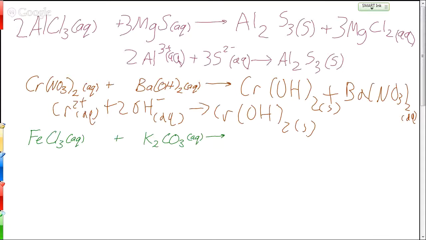The other way you might have been able to guess the solid if you didn't want to look at the table is to notice that the other one is a nitrate, and nitrates are always soluble. We always see nitrates being soluble. So of course, there's always the option on these things that there's no reaction, that nothing happens. So it's a good idea to consult the table, but if you wanted to make a good guess, you could probably guess that the hydroxide is the insoluble one.